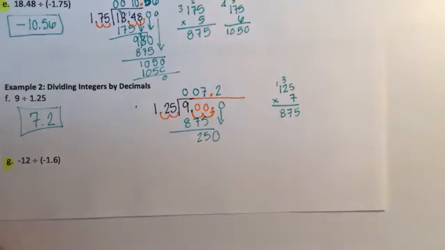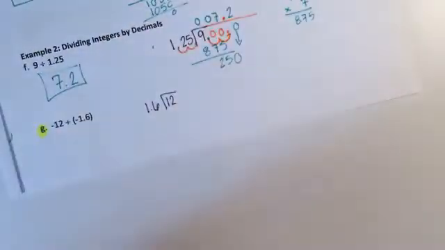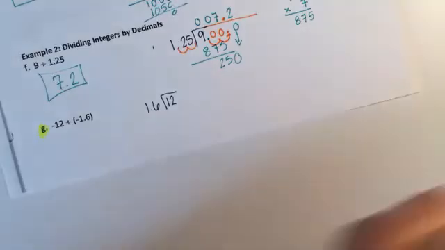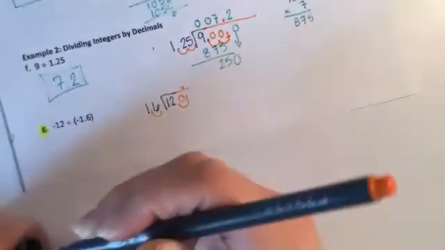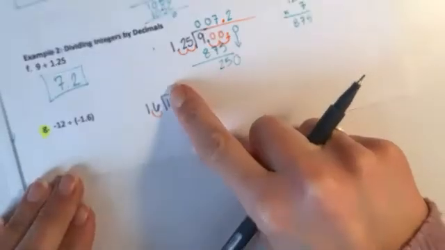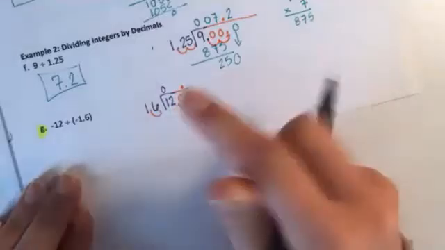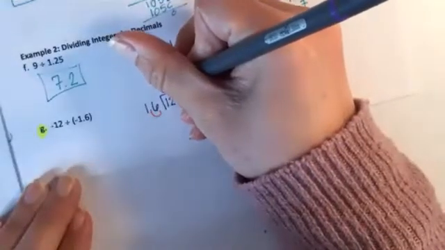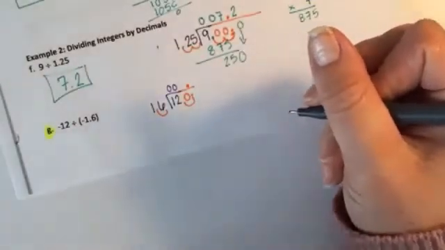So why don't you guys try letter D? On this one, we have a negative 12. I just kind of ignore that negative. The 1.6 goes on the outside. Need to move it over one spot, add your 0, bring that decimal point up so you can see it. Does 16 go into 1? It does not. Does 16 go into 12? It does not. Does 16 go into 120? And it does. You just kind of have to guess or check.